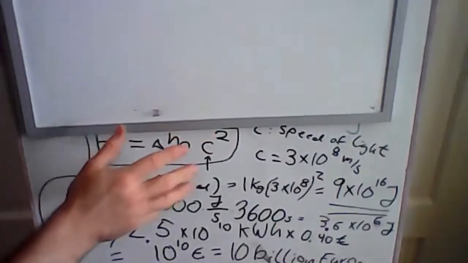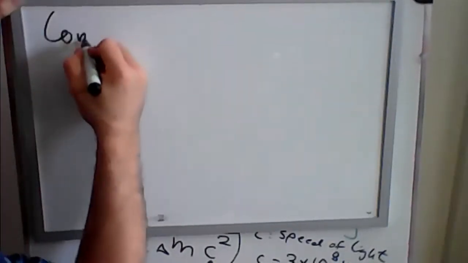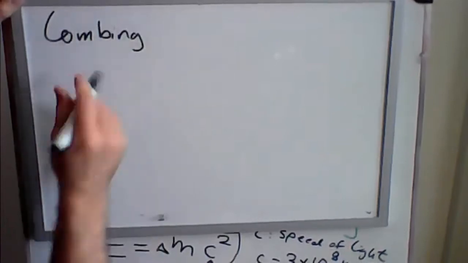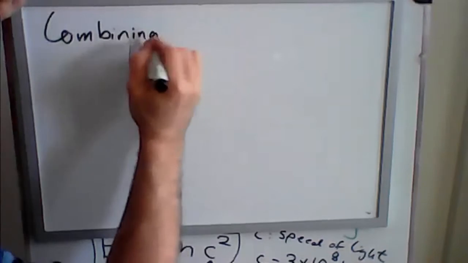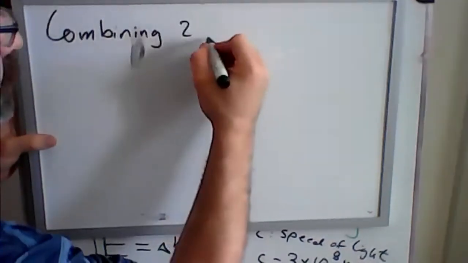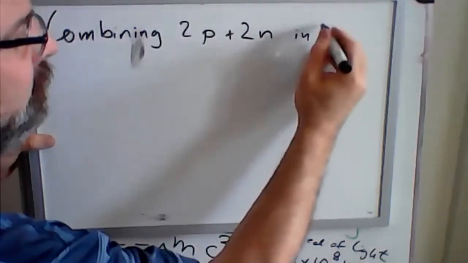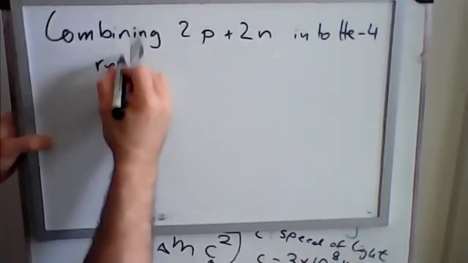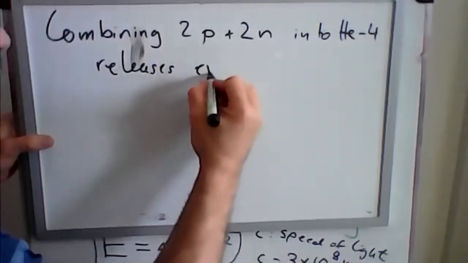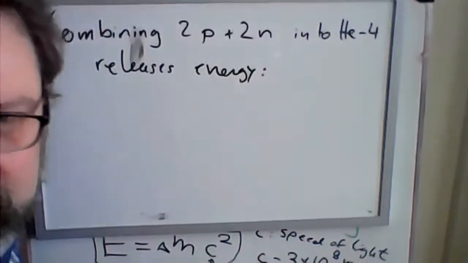So I got another board for you guys, so we can write that down. Combining, oh, I misspelled combining. That's bad. Combining 2 protons and 2 neutrons into helium-4 releases energy. Now, you guys have a name for that you learned in chemistry.